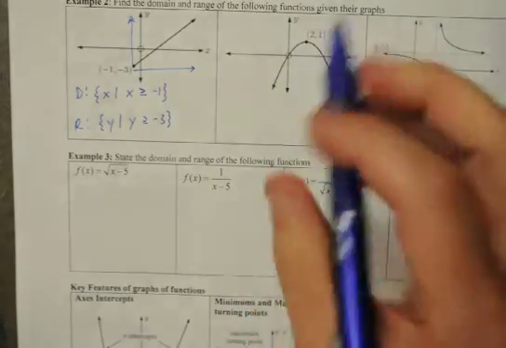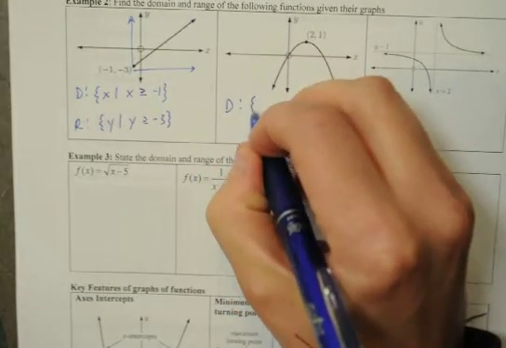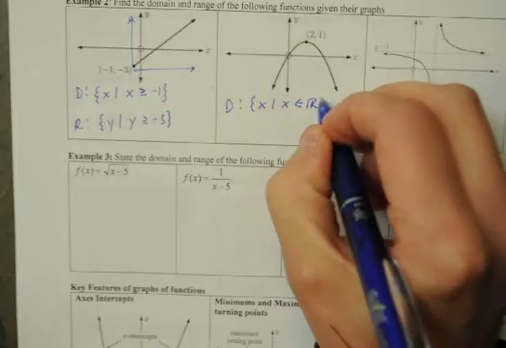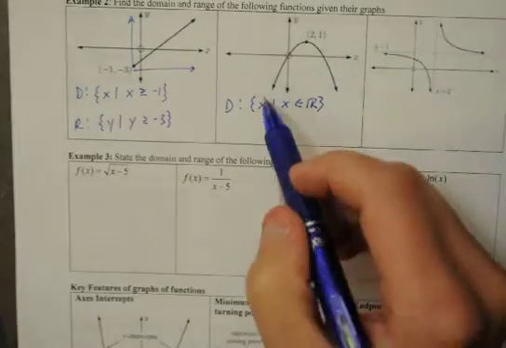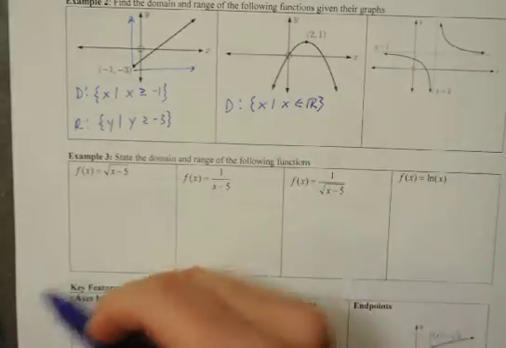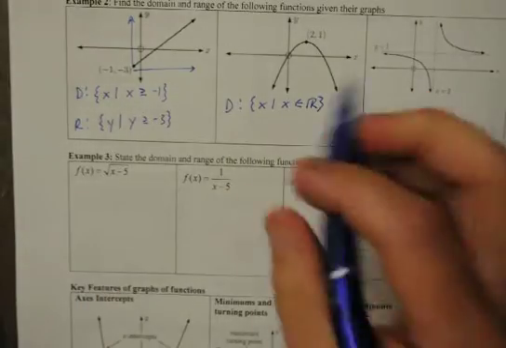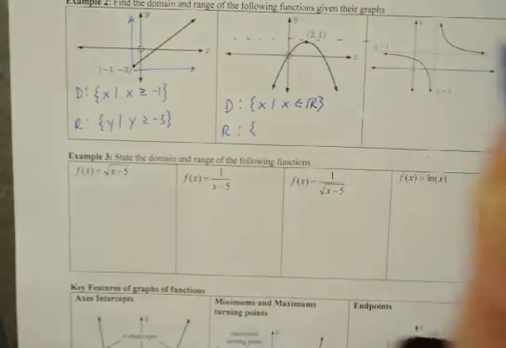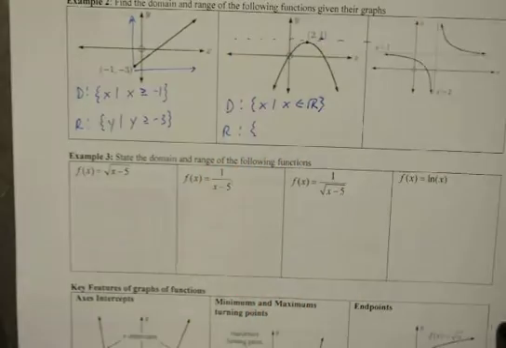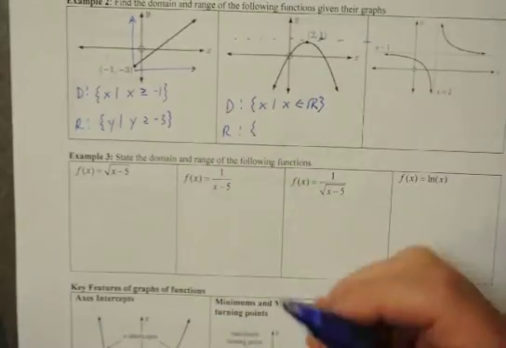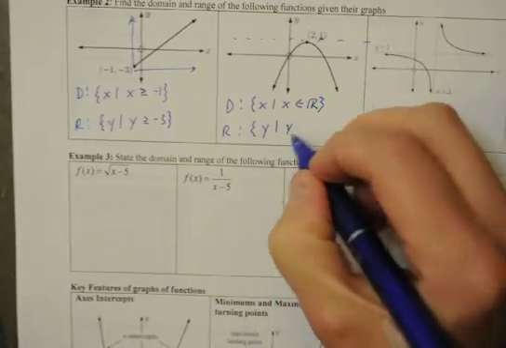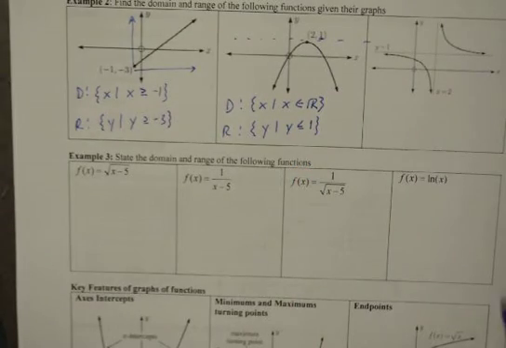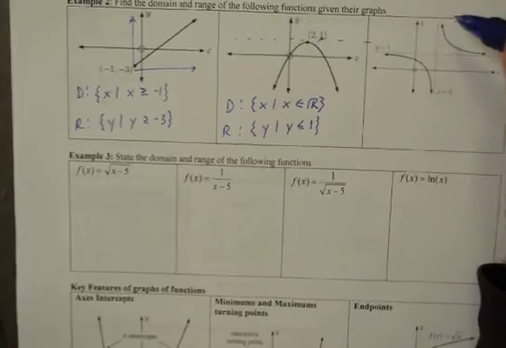So in this scenario, the domain is X such that X is an element of the real numbers. You can put in any number, it goes all the way to infinity this way, and all the way to infinity this way. The range is stuck. It has to be below 1. So the greatest you can be is 1. So we're going to say Y such that Y is less than or equal to 1. That's the range.